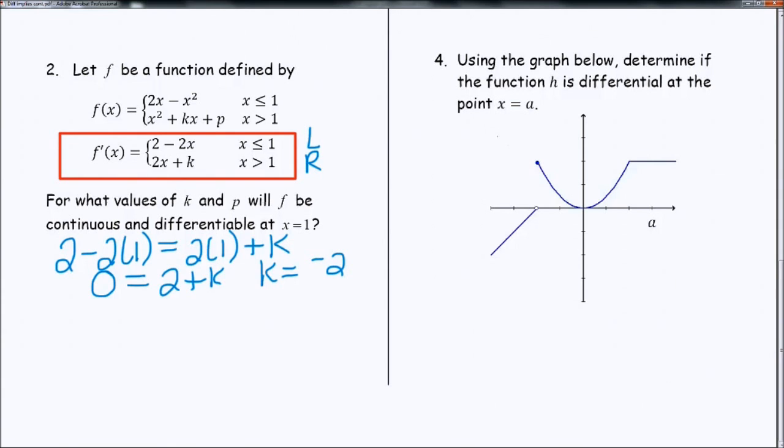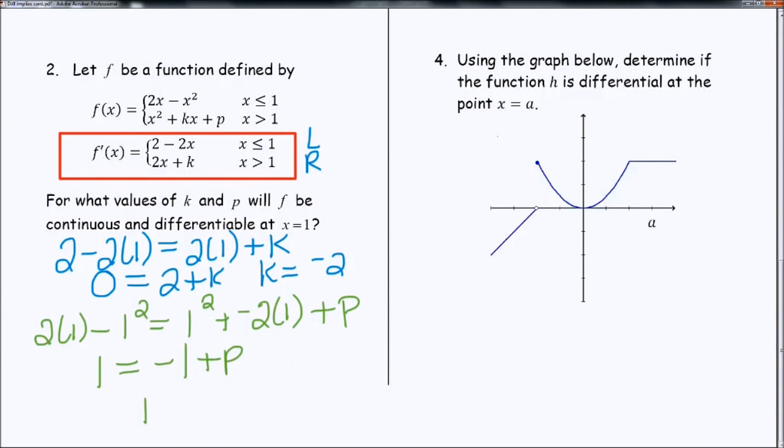So I'm going to go ahead and plug in 1. So I have 2 times 1 minus 1 squared, and that is equal to 1 squared plus, in this case, we know what k is. K is negative 2. So we have negative 2 times 1 plus p. And so let's go ahead and simplify. So I have 2 times 1 minus 1, which is 1. And then I have 1 squared minus 2, which is negative 1 plus p. If I solve for p, I'm going to get p is equal to 2.